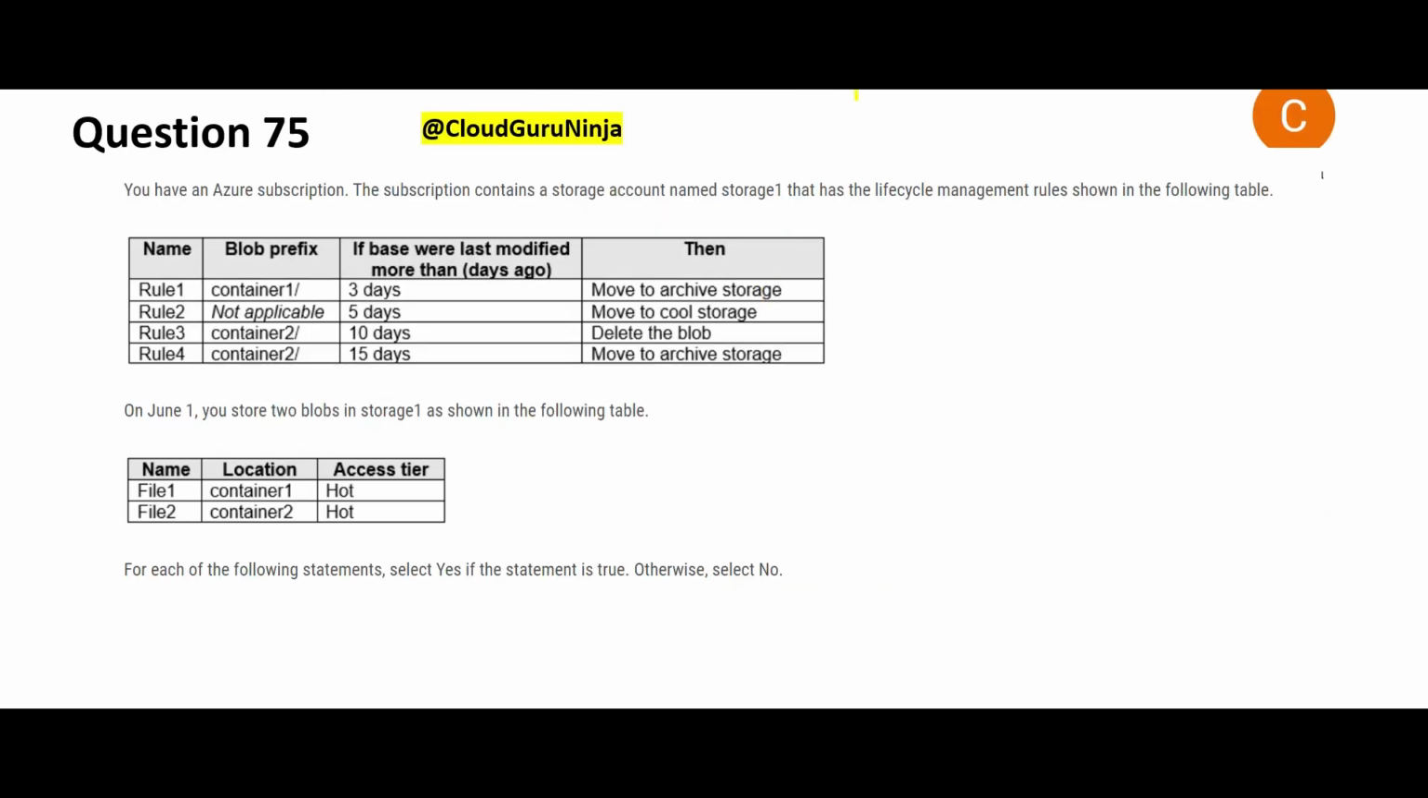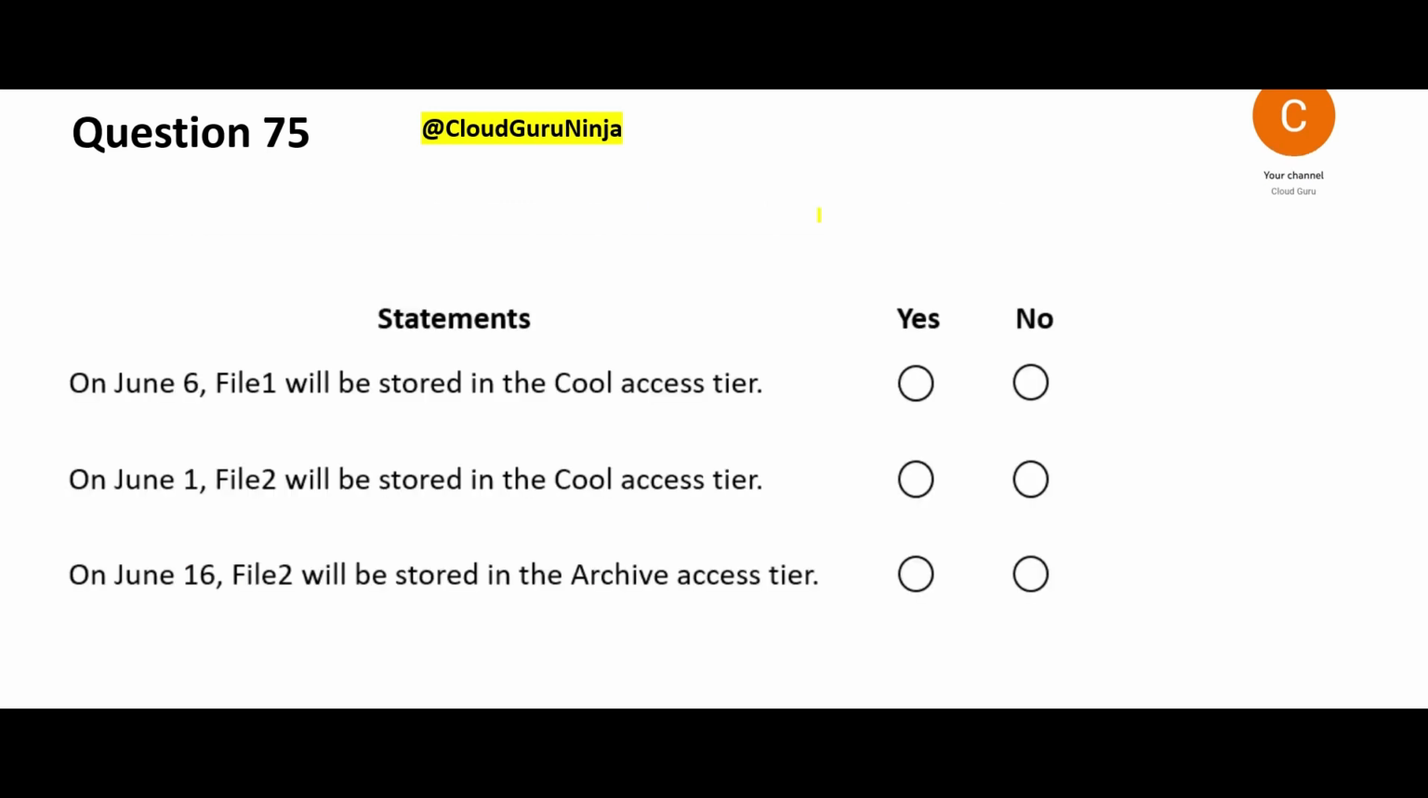Let us look at this question now. They have given you file 1 and a container, both in the hot access tier, and then they are giving you rules, like some for containers: 3 days, 5 days, 10 days, 15 days. And they are asking these questions. So in the certification, you will get similar questions. It looks like one question, but there are 3 questions attached here.